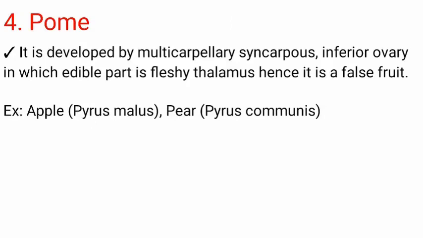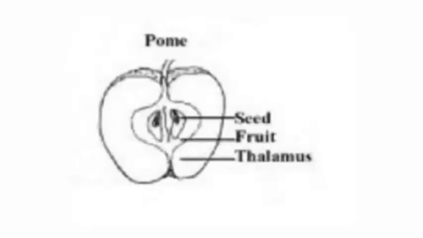The fourth one, pome. It is developed by multicarpellary, syncarpous, inferior ovary, in which the edible part is fleshy thalamus. Hence, it is a false fruit. Example, apple, Pyrus malus, pear fruit, Pyrus communis. Let's check the diagrammatic representation of pome, apple.